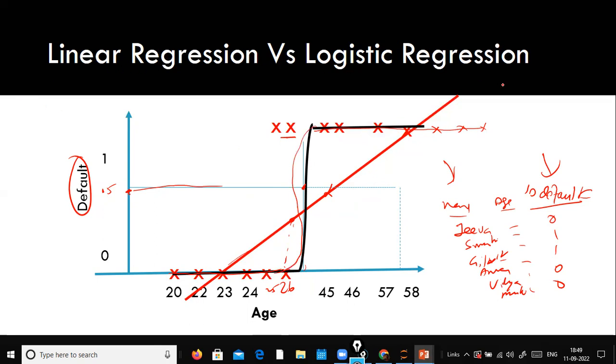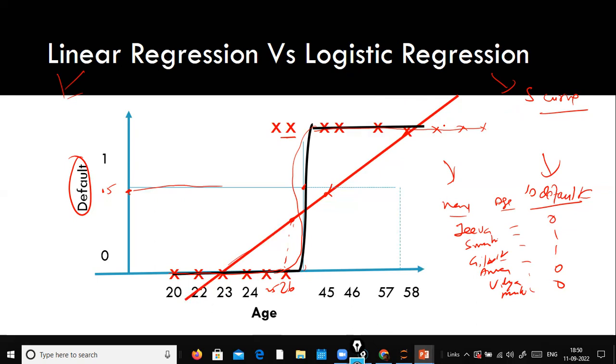Remember that logistic regression is an S curve. Linear regression is something like a straight line, whereas logistic regression is an S curve. So now you understand why we need logistic regression. In the case of logistic regression, it's an S curve.